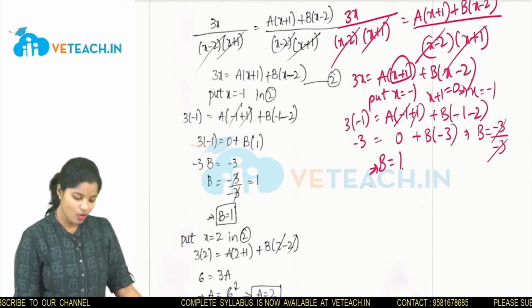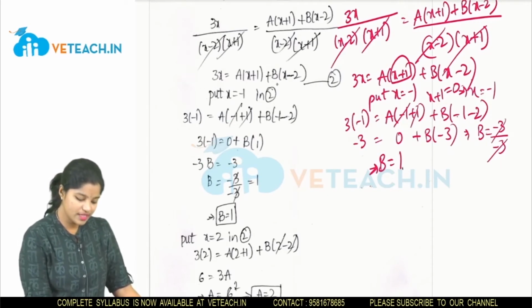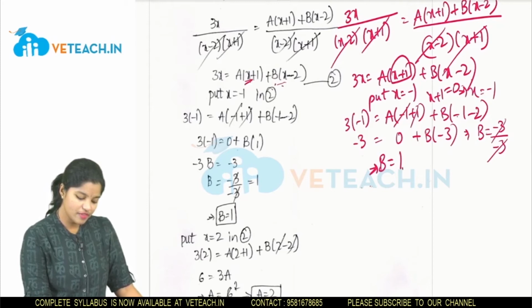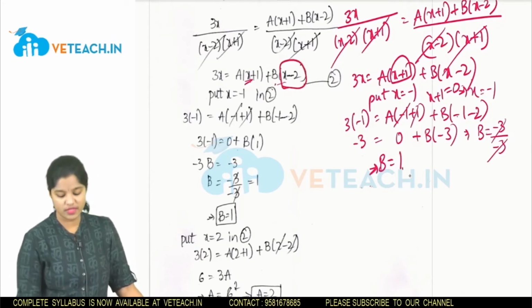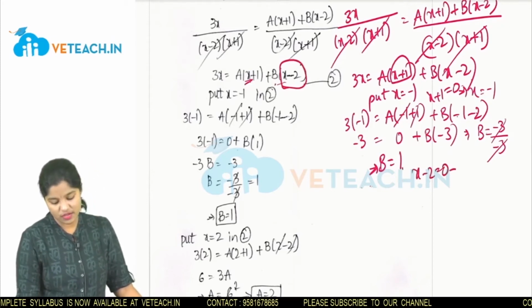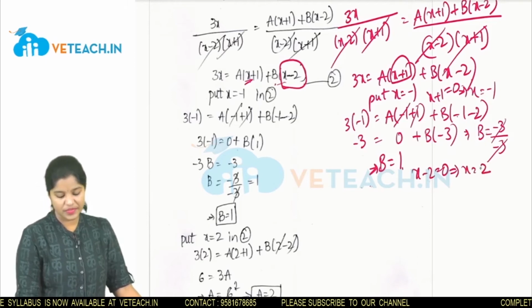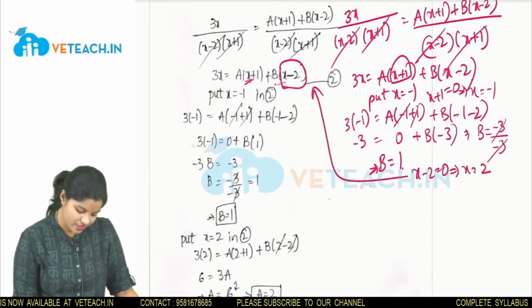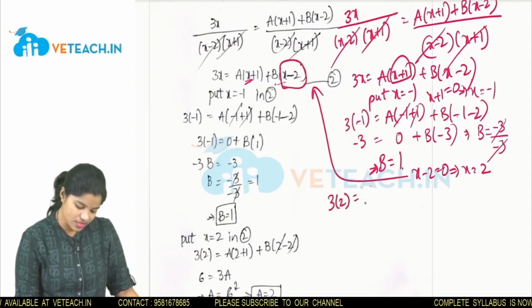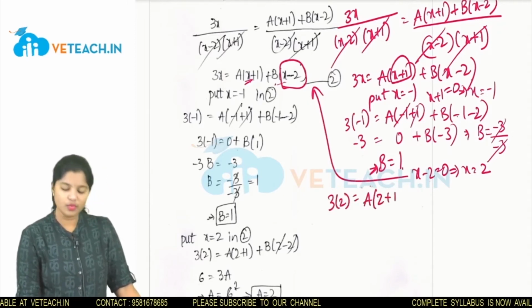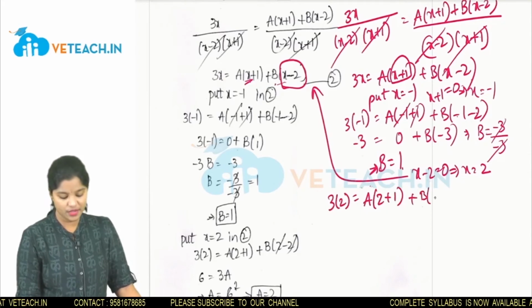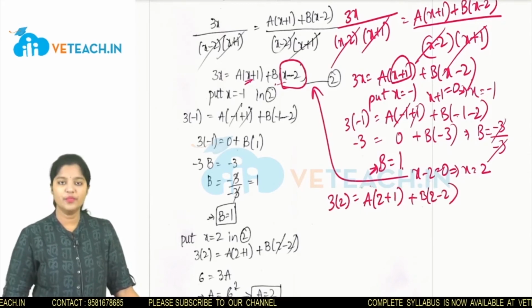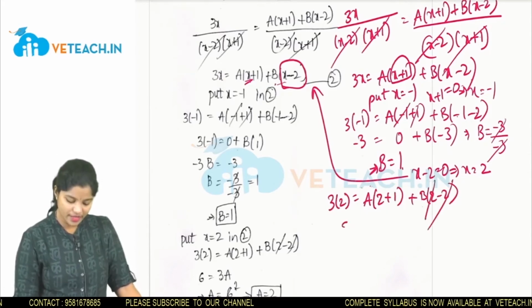Now next, in order to get a term, we will equate this term to 0. That is, x minus 2 equal to 0 means x is equal to plus 2. Now substitute this x equal to 2 in equation number 2. We will get 3 into 2 is equal to a into 2 plus 1 plus b into 2 minus 2. Okay, this term will be eliminated.